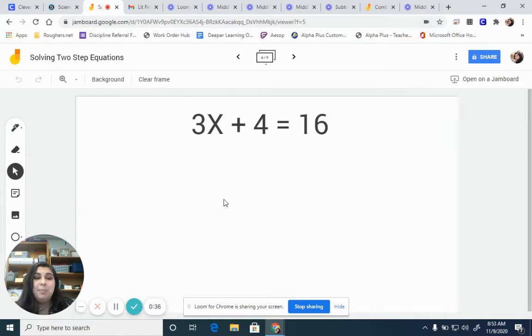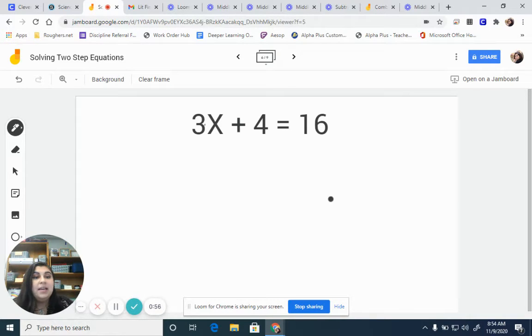So like in this example we see here, 3x plus 4 equals 16. So not only is x being multiplied by 3, but it's also having a 4 added on. So what do we do first? How do we even solve for x in this situation? And where do we go from there?